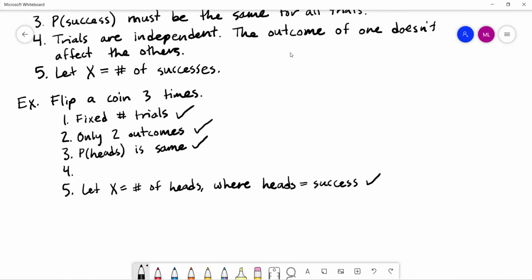And that blends into point number 4 here, which is that our trials are indeed independent. Same idea. Does the outcome of one coin flip affect the other outcomes? No, and for the exact same reason. You don't use up heads if you land on heads when you do a coin flip. There's no using it up. So the trials are independent. And so flipping our coin 3 times meets all 5 criteria, and this will follow a binomial distribution.